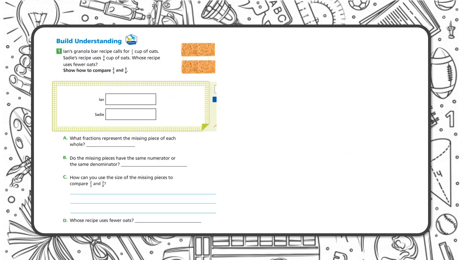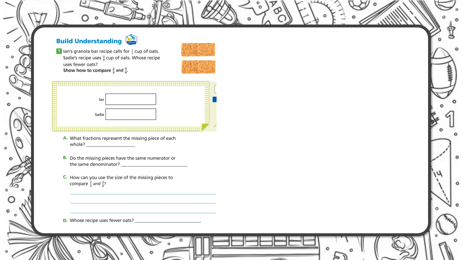Let's look at the build understanding. Ian's granola bar recipe calls for 2/3 cup of oats. Sadie's recipe uses 3/4 cup of oats. Whose recipe uses fewer oats? Show how to compare 2/3 and 3/4.